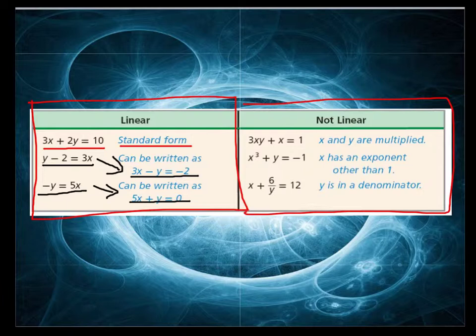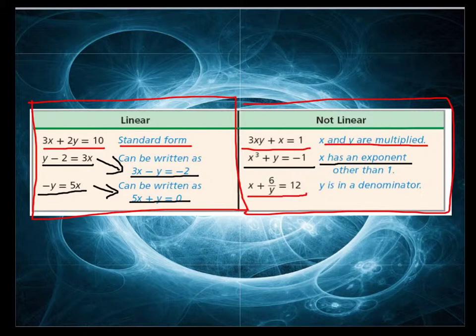Notice these are not linear equations, and in blue it tells you the reasons why. The first equation here, x and y are multiplied. Remember, we can't have x and y multiplied. The second equation, we have x to the third plus y equals -1. Okay, x has an exponent of 3. We can't have an exponent in our linear equation. And for the third case, x plus 6 divided by y equals 12, notice how y is in the denominator, and we said that x and y cannot be in the denominator.